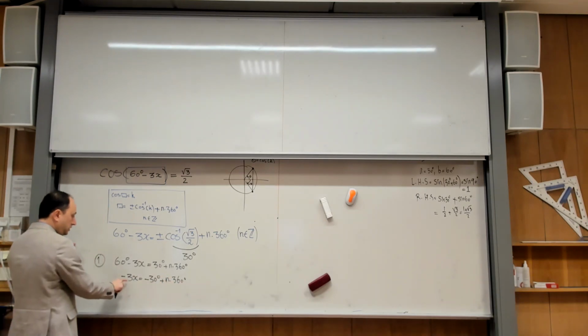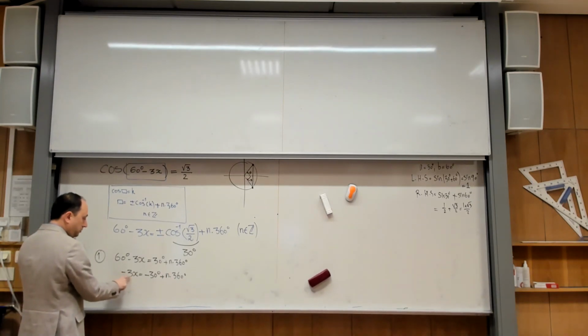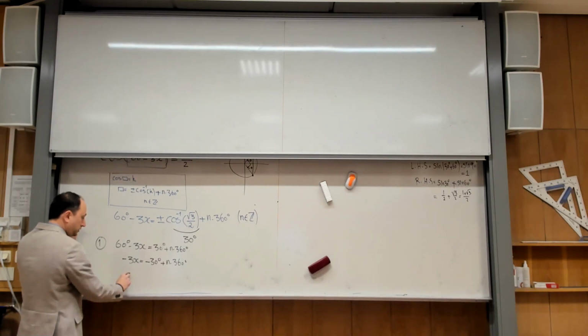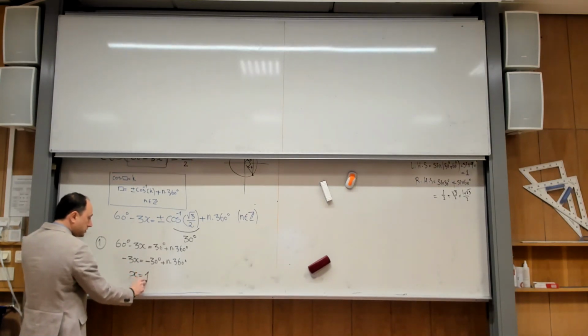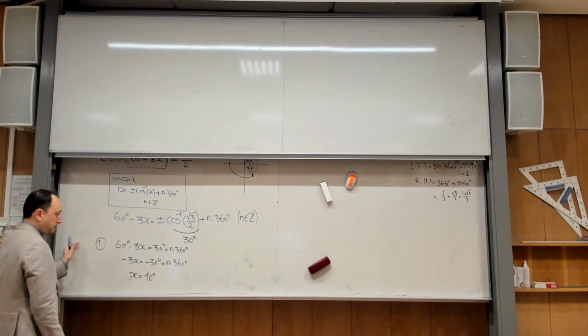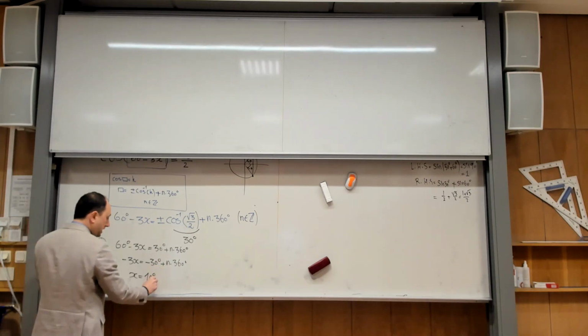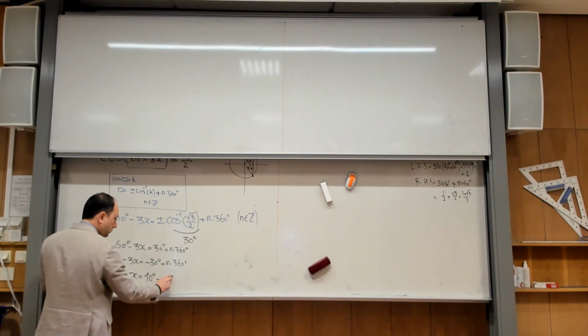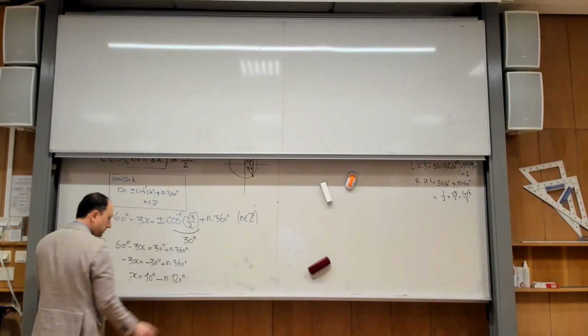And then what you need to do, you have to divide everything by minus 3 to make x alone. If you do that, it becomes positive 10 degrees. Yes? But then it becomes negative n times 120 degrees. Yes?